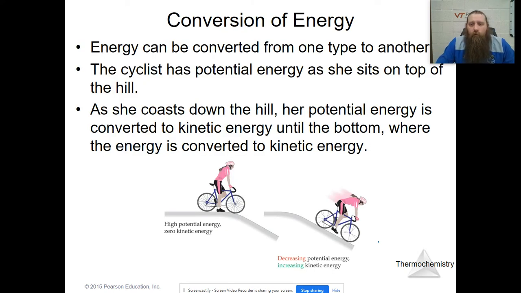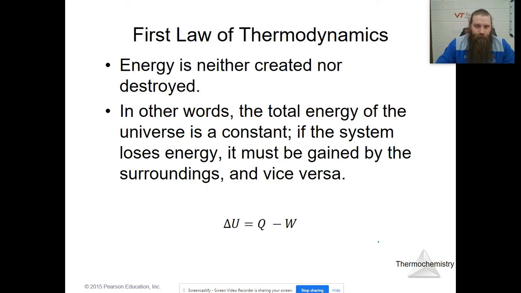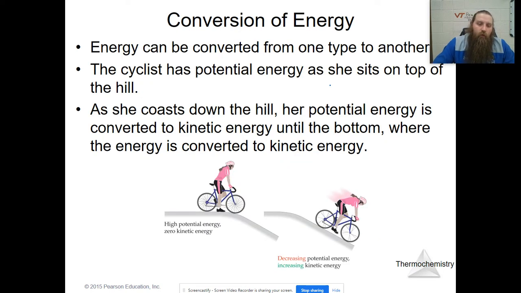Now, when we convert energy from, say, potential to kinetic, that's going to occur as something moves. Okay, so as my cyclist here goes down the hill, her potential energy drops, her kinetic energy goes up. The first law of thermodynamics tells us that the amount of energy in the system can't change. It's neither created nor destroyed. It's conserved. So in the small scale, the amount of energy that she has right here, we're just going to say E equals X.